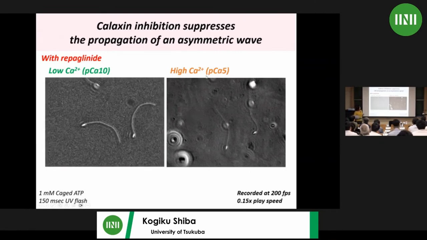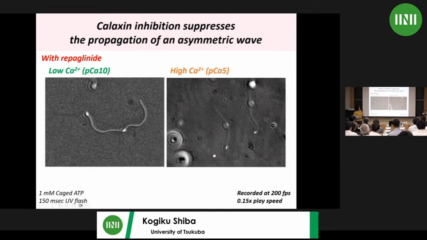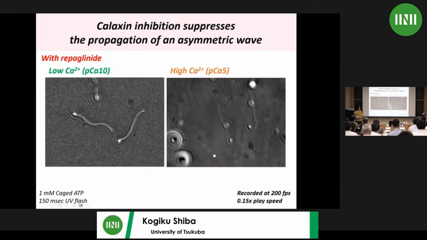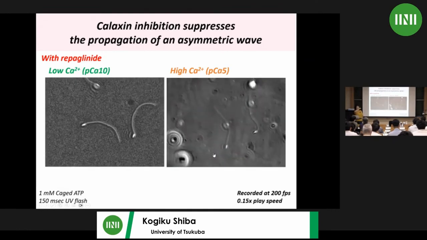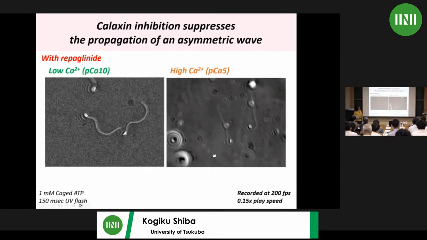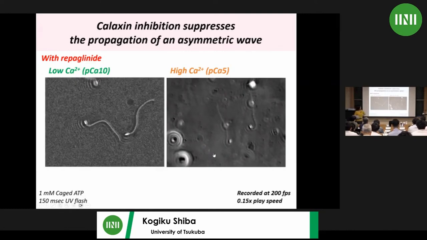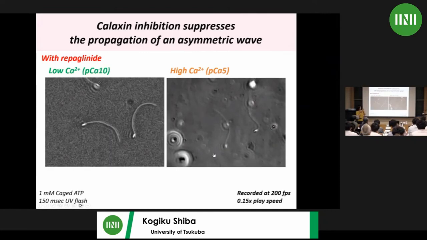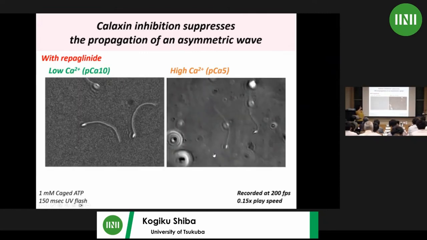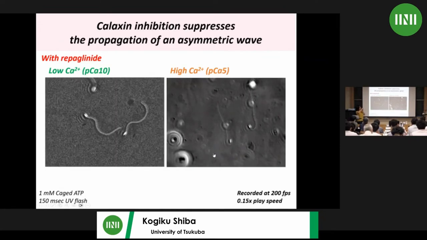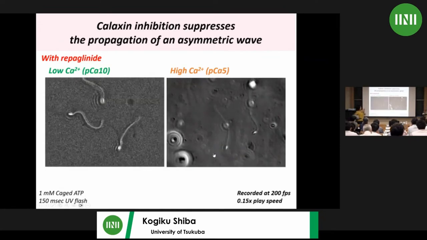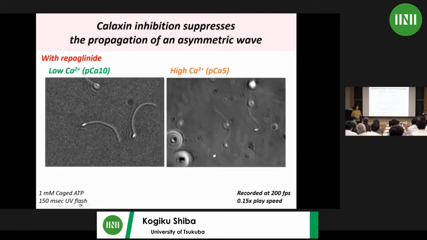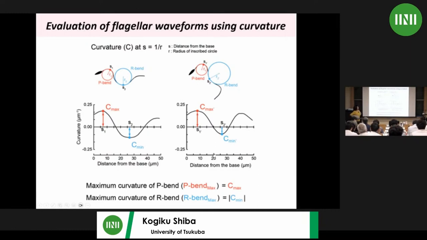But at high calcium concentration with the calaxin inhibitor, you can see the first bending is induced, but it stops and never propagates to the tip. It means calaxin is important for the propagation of the asymmetric waveform. So calcium induces the first bending, but when calaxin is inhibited, the asymmetric waveform never propagates. So we analyze this process in detail.